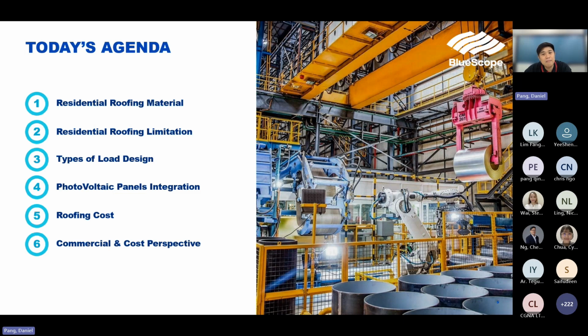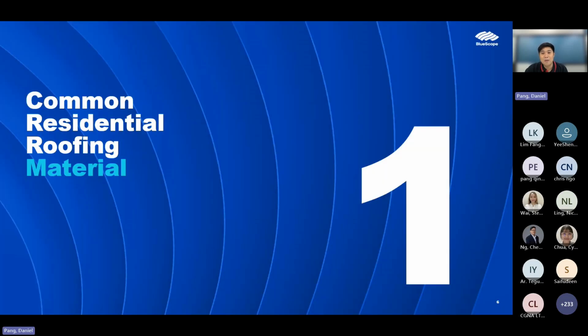So here's the roadmap for today. We will start with residential roofing material, then move into design limitation, types of load design, photovoltaic integration, roofing costs, and finally commercial and cost perspective. Each section builds on the previous one, so I strongly encourage you to stay through the whole journey. So let's begin with the most common residential roofing material.